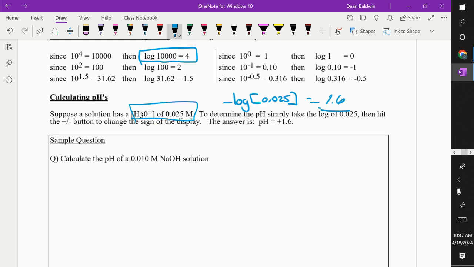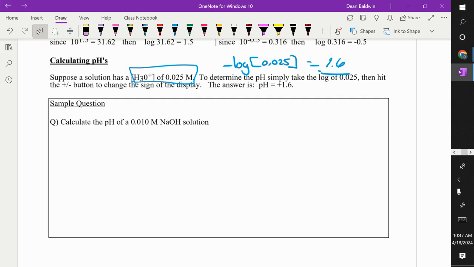Calculate the pH of a 0.01 molar sodium hydroxide solution. So, first thing you ask yourself, is this a strong base? What does that mean? Fully dissociates. So we get strong base. Therefore, the concentration of OH minus is equal to 0.01 molar, right? Because it's a 1-to-1 relationship.